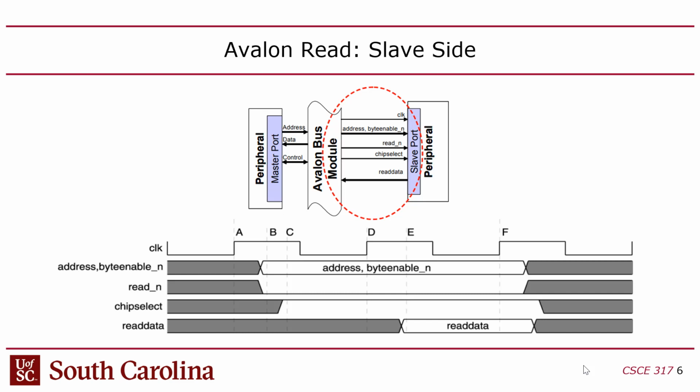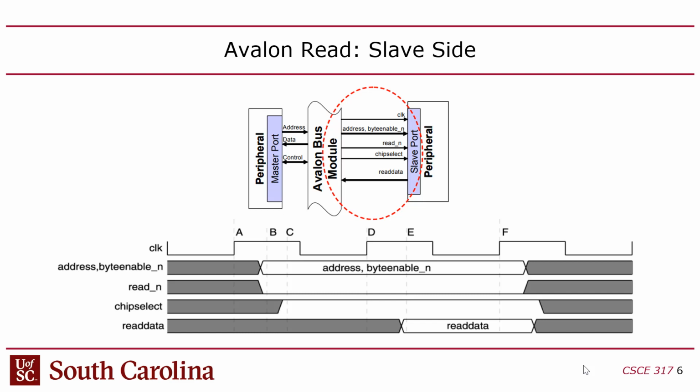Now again, it's not going to be the same address that the master puts out, because the address that you see here on the slave side will be whatever the master put out as the address, but you're going to subtract the base address of this peripheral. So if the base address of this peripheral were, say, 16, and the master puts out 20, then this address on the slave is going to be 4, because it's going to be 4 bytes into the address space of this guy. Okay, so keep that in mind.